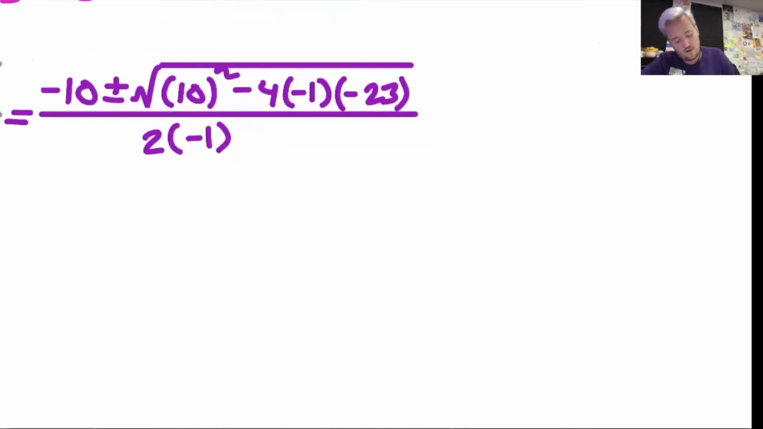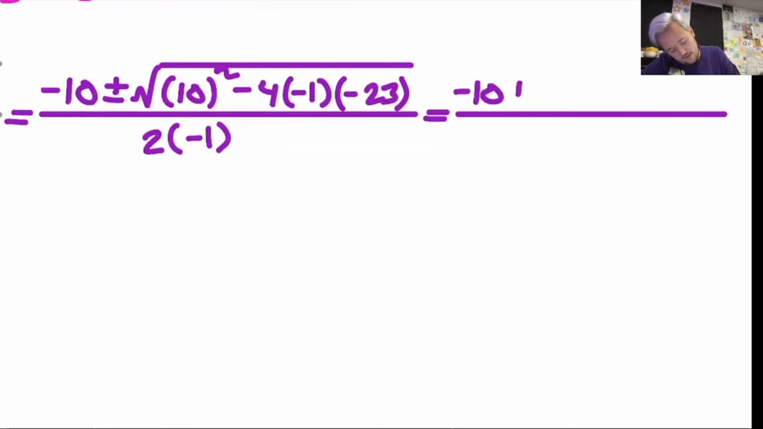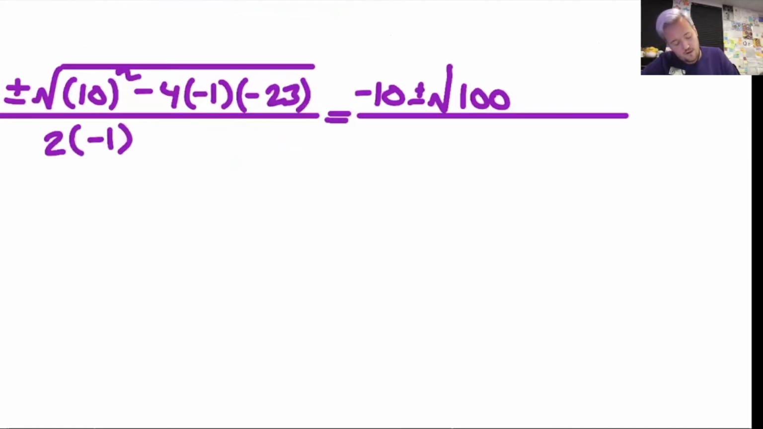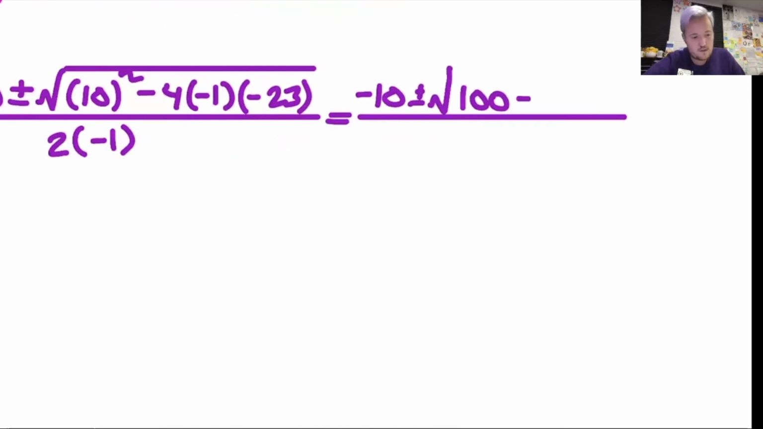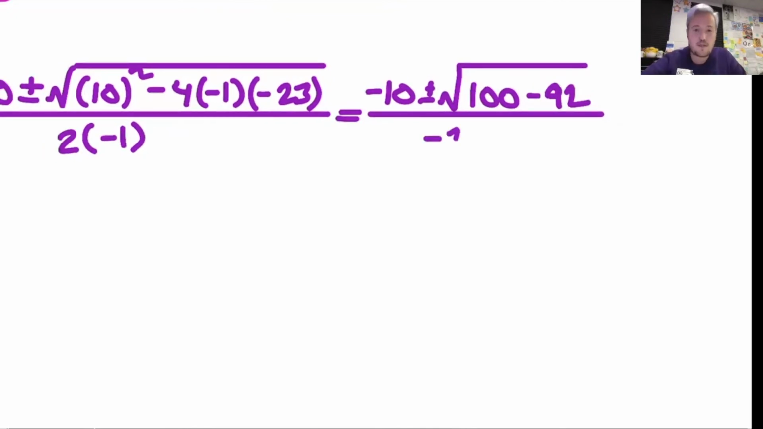Okie dokie. So here, when I start simplifying, we're going to have -10 plus or minus square root of 10 squared, which is 100. And then we're going to have minus, is that 46? So that's what, 92? Can I do math? I'm going to make sure. I'm tired. It's the end of the day. Yes. Just double checking. I'd rather check than write the wrong answer down. All right, and then all over 2 times -1, which is -2.